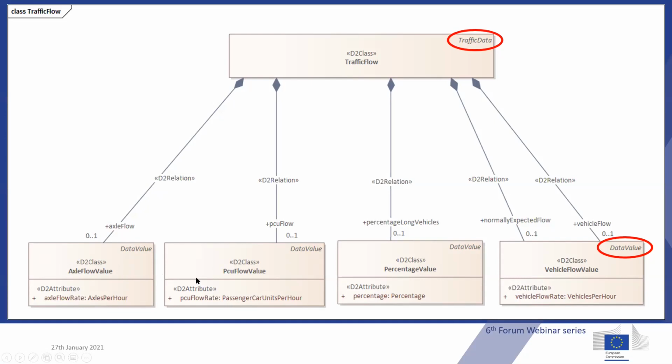You might be able to give axle flow, PCU equivalent flow value, percentage value, vehicle flow. Anyway, because these are data value subclasses, these inherit all the quality attributes, so you can give individual quality. That's optional. If you don't have any, you've got the payload always. This is like a percentage value, has to have the percentage, but the attributes you saw in the data value class would be optional.